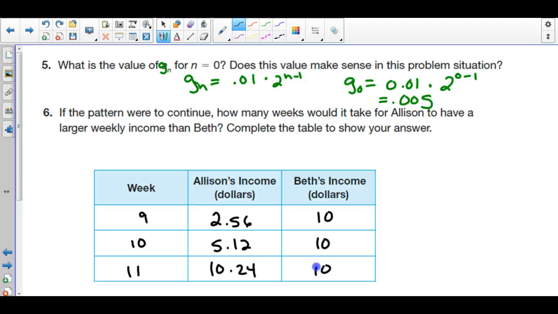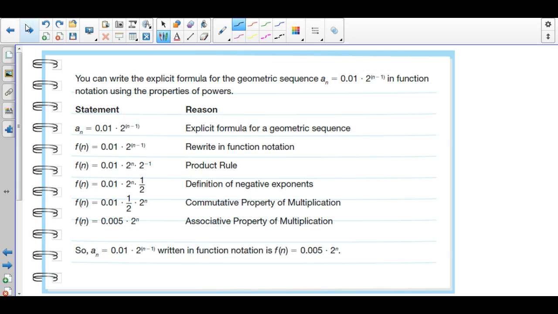Okay. Allison's, though, if you do think about it, by the time she hits her 12th week, she's getting paid $20, and then $40, and then $80, then $160. So she's getting a lot more and more money, and that amount is going to keep growing a lot faster than Beth's is, and it's because it is exponential. I like this section. It's so much fun.